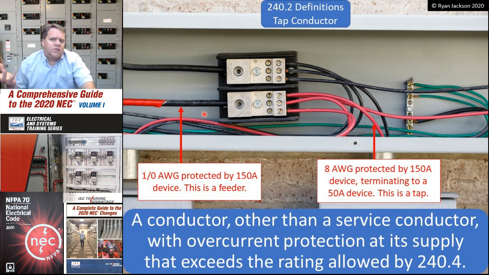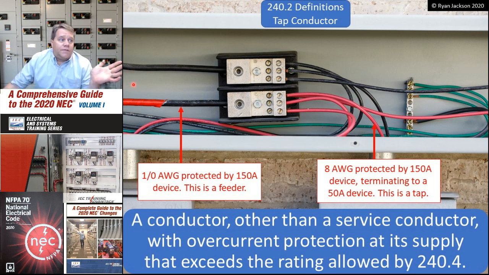It's like asking somebody, how warm do you jump? You know, it doesn't jibe, because a tap conductor is a conductor that has overcurrent protection at its supply that exceeds the rating that's normally allowed. Well, service conductors don't have overcurrent protection at their supply, so you couldn't possibly have a tapped service conductor. It's not possible. So here in the photograph, we've got some 1-aught conductor protected by a 150 amp circuit breaker.